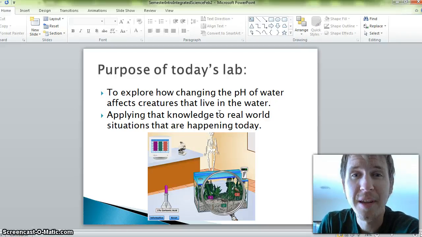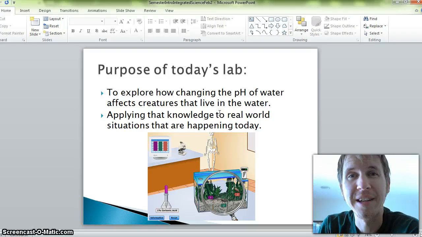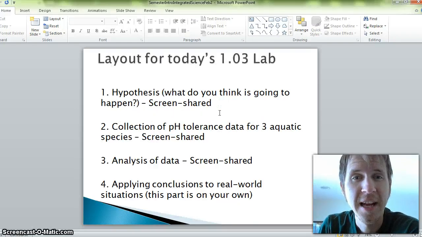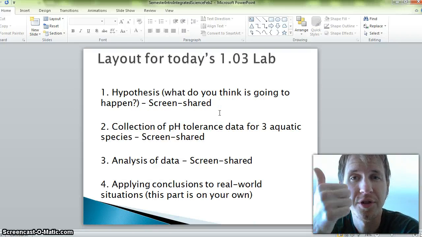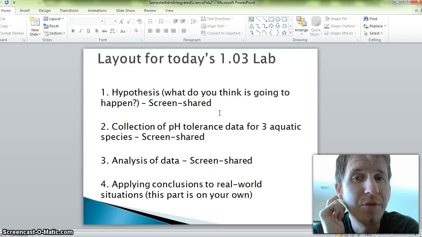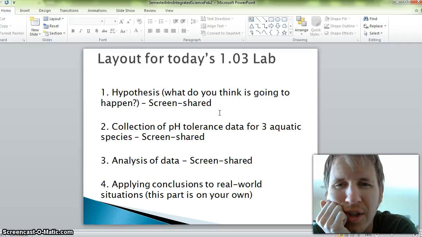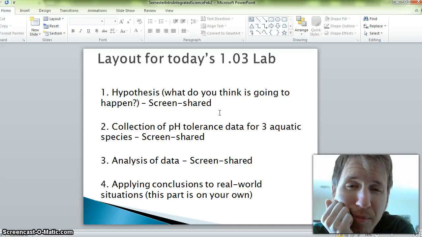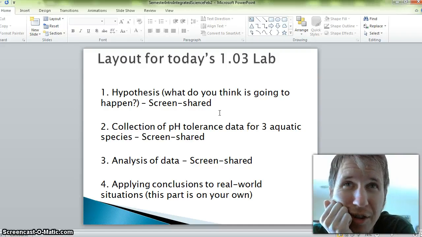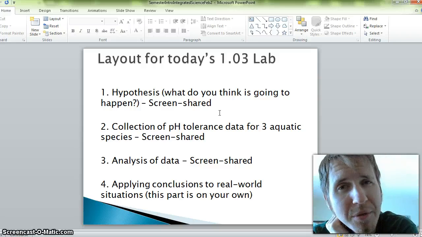So the purpose of today's lab, and we're going to do an abridged version of this, is to explore how changing the pH of water affects creatures that live in the water. And we'll apply that knowledge to real-world situations that are happening today. First, I'm going to have you write a hypothesis. What do you think is going to happen to these creatures? Do you think they're all going to die at the same time when we expose them to a certain amount of acid? Do you think they're all going to die at a different time? What do you think?